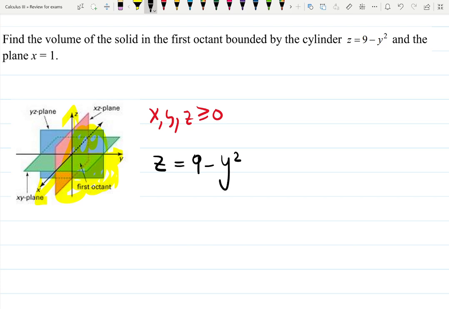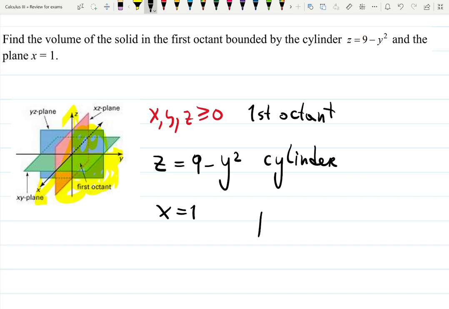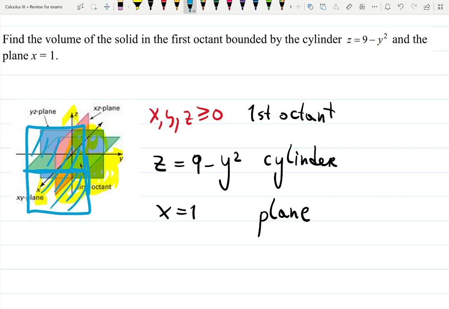And then we also have, so this is the cylinder, first octant, and we also have plane, x equals 1, plane. That means there's an x value fixed at 1, and then there's a sheet of paper going up and down. Make sense? So like so. X equals 1.